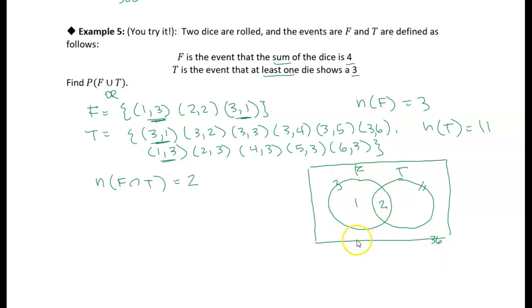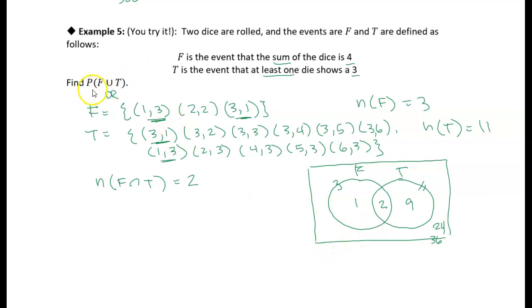There's 1 element in the F event that does not involve a 3. It's the 2, 2 element. We have 9 elements in the T event, where we get at least one 3 that don't add up to 4. So it looks like we have a total of 12 elements in the union of the two sets. That means we'd have 24 elements that don't involve rolling a sum of 4 or at least one die showing a 3. So there it is as a Venn diagram.